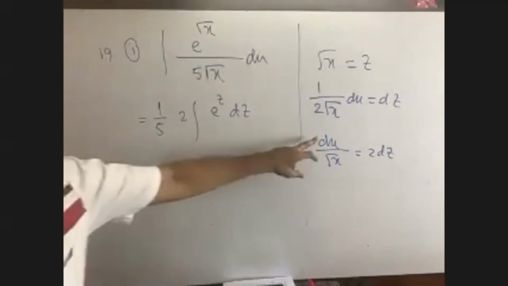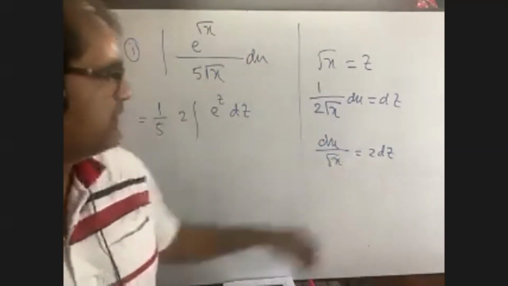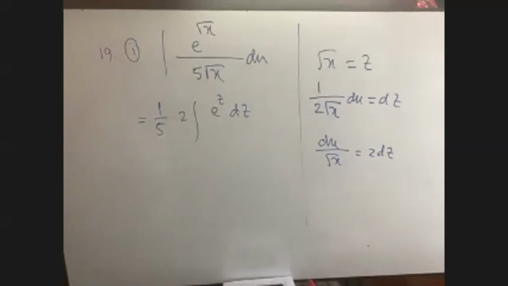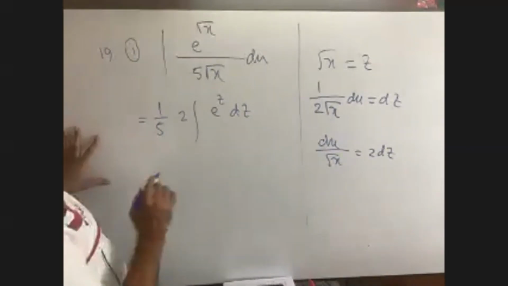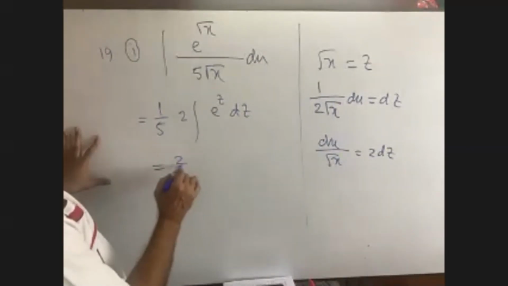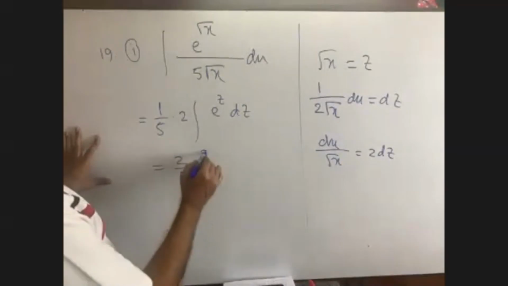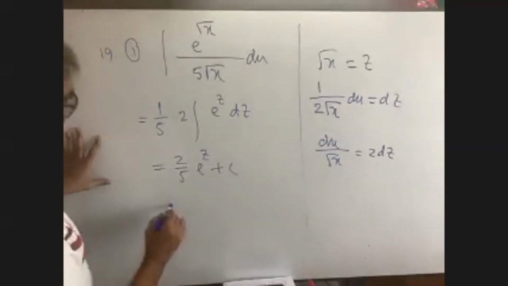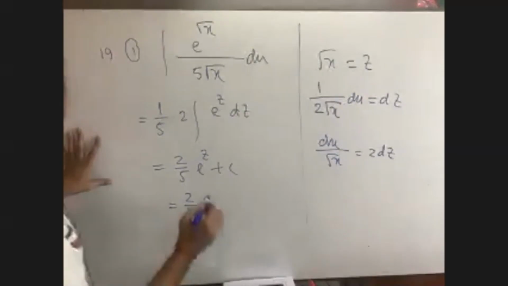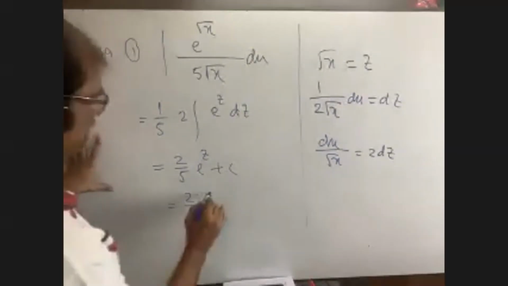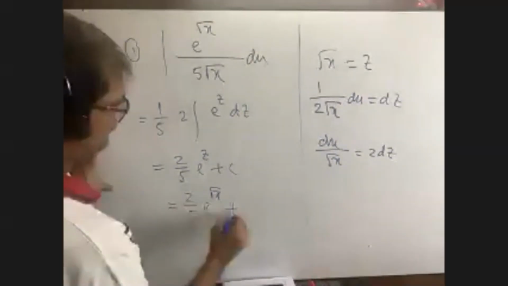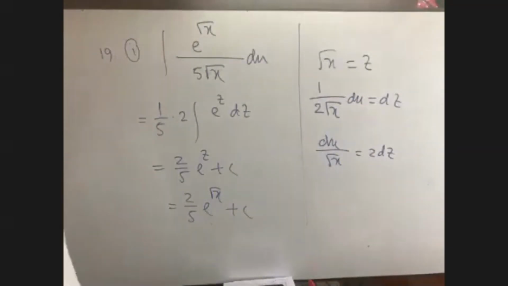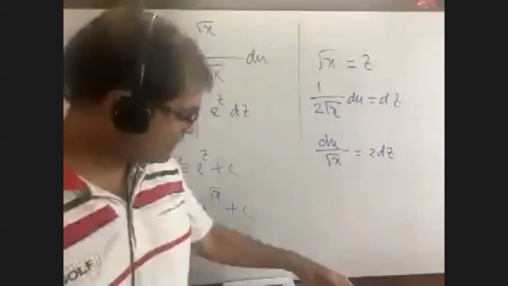Dx by root x equals only dz. So we are getting here 2 by 5 e to the power z plus c. That is 2 by 5. What is z? z is root x plus c, and we have got our answer. Okay? Very easy and simple.